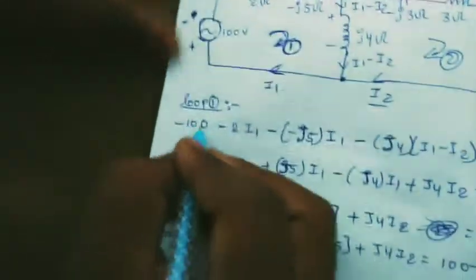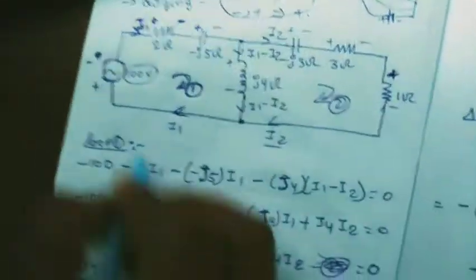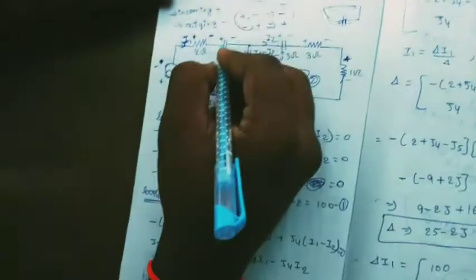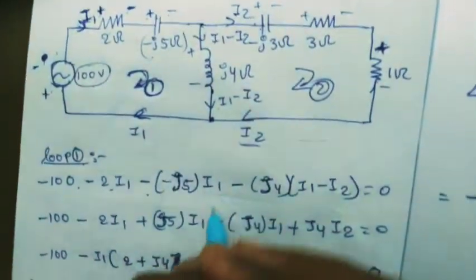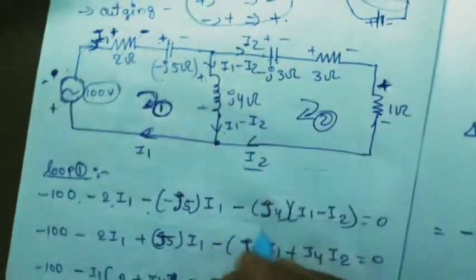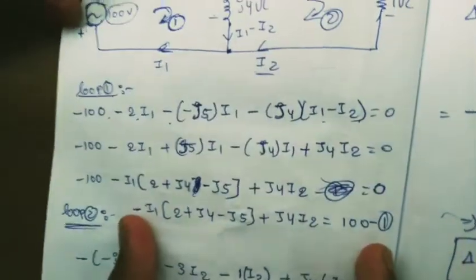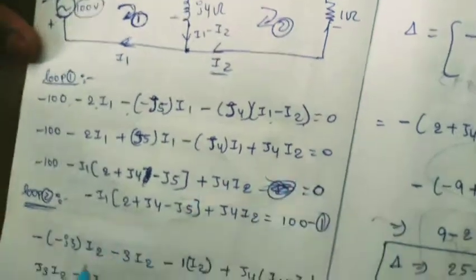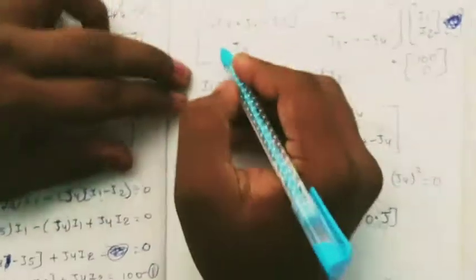So in the sense, minus, what's the value? It's 100. So positive to negative, minus 100, and the current here is I1. Next it's minus J5 I1, and here it comes to plus to minus, so minus J4 into I1 minus I2. By simplifying we can get this, and after doing the same for I2, that is loop 2. We have to do this for the loop 2 equation also. By doing these two, we get it like this.